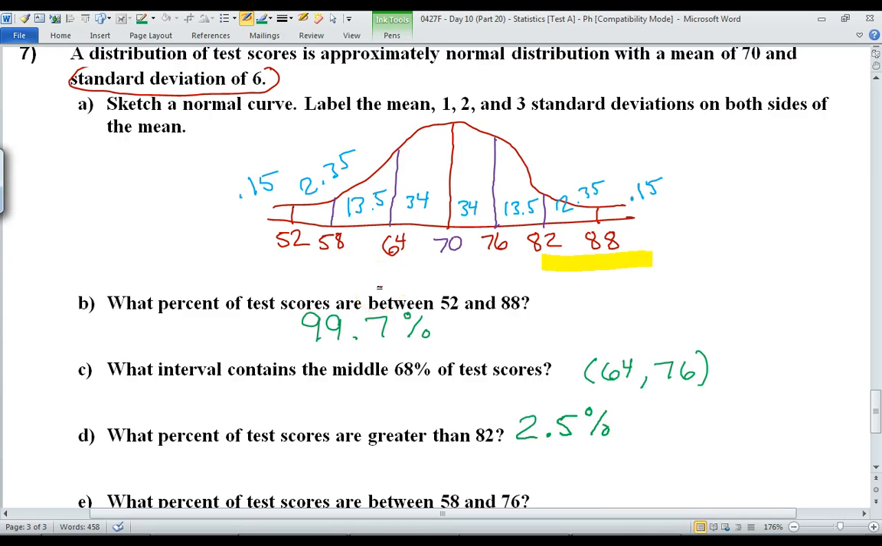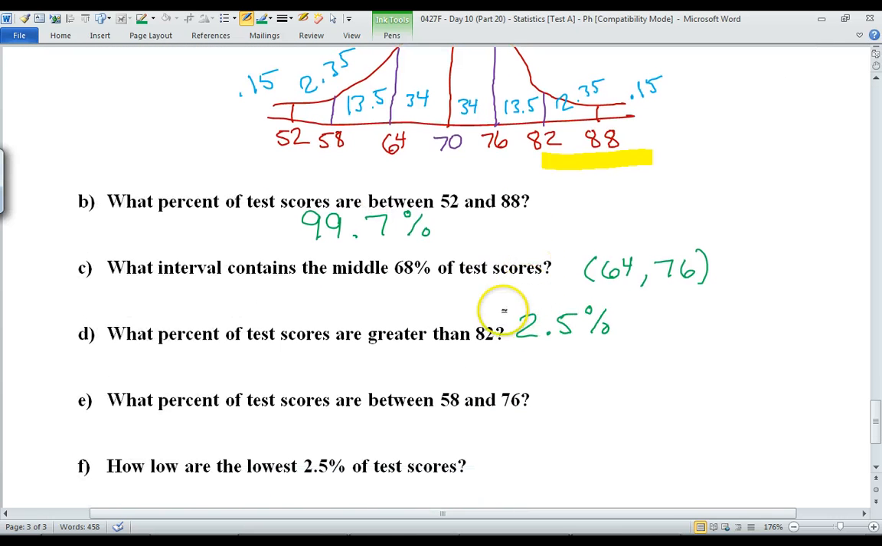Okay? Stop me if you have any questions about where these numbers are coming from. What percent of test scores are between 58 and 76? Okay. 58 and 76. I heard people saying 81.5%. Is that what you said? Okay. How did you get that? Sure. You just added up these numbers, right? You added up these percentages. And that's how you got 81.5%.